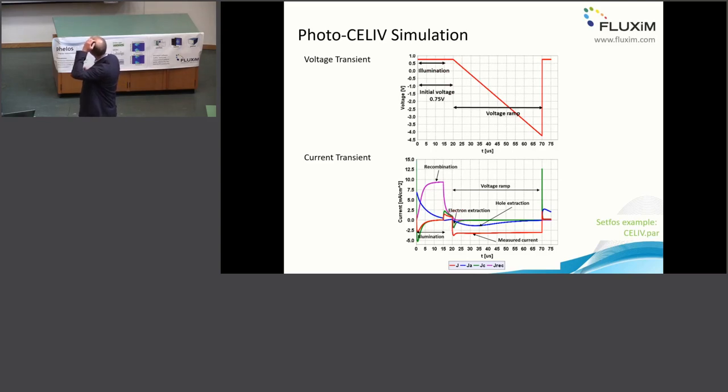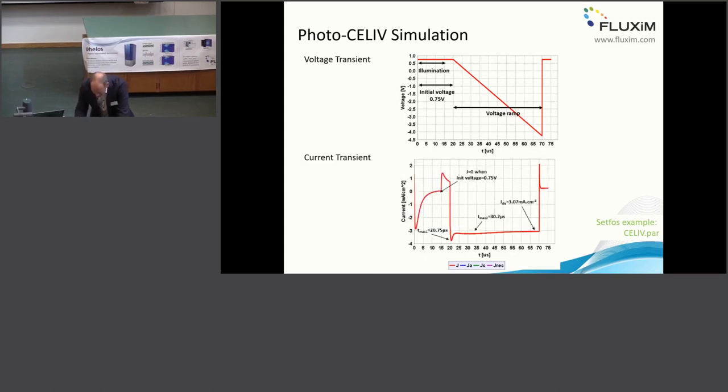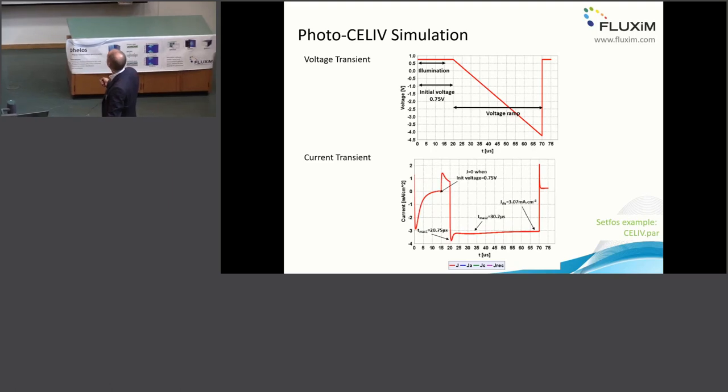Okay, but you see the electrons and holes. This is actually an artificial example where we chose electron and hole mobility to be slightly different. And you notice that there are two peaks, a main peak and an additional peak. They simply correspond to the electron extraction in green and the hole extraction in blue. Most of the time you measure just one peak, but in theory you would also see a second peak. So that's magnifying the curve that you could measure, and these are the two times, Tmax 1 and Tmax 2. That's the Setfos example. CELIV.par is the name of this example that you can look at afterwards.